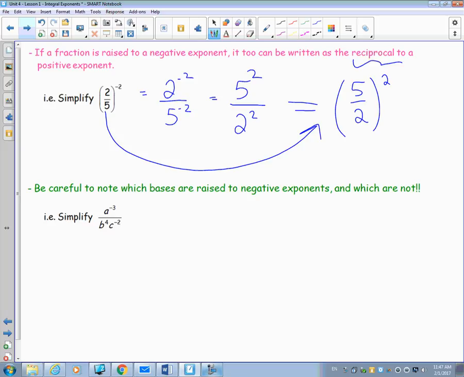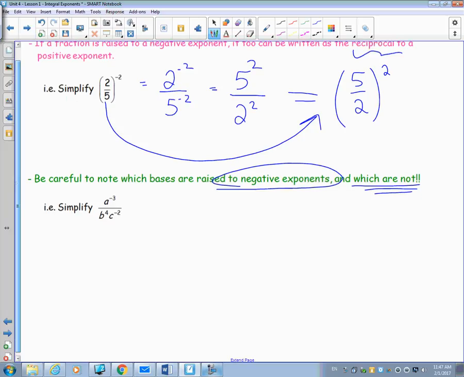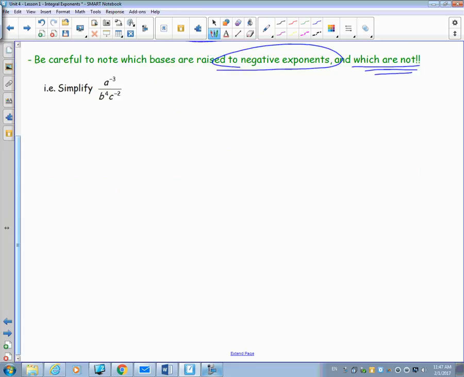What you might have to be careful about sometimes is noticing which bases are negative and which are not. Okay? Negative exponents cause some issues, but you have to really look at the expression and figure out which things are negative. So if I look at this one, I see a to the -3, I see b to the 4, and I see c to the -2. If I want to simplify that, the ones that cause problems are the a, because it's a negative exponent, and the c, it's a negative exponent. The b is fine. B to the 4, great, positive exponent. So it's going to stay where it is.